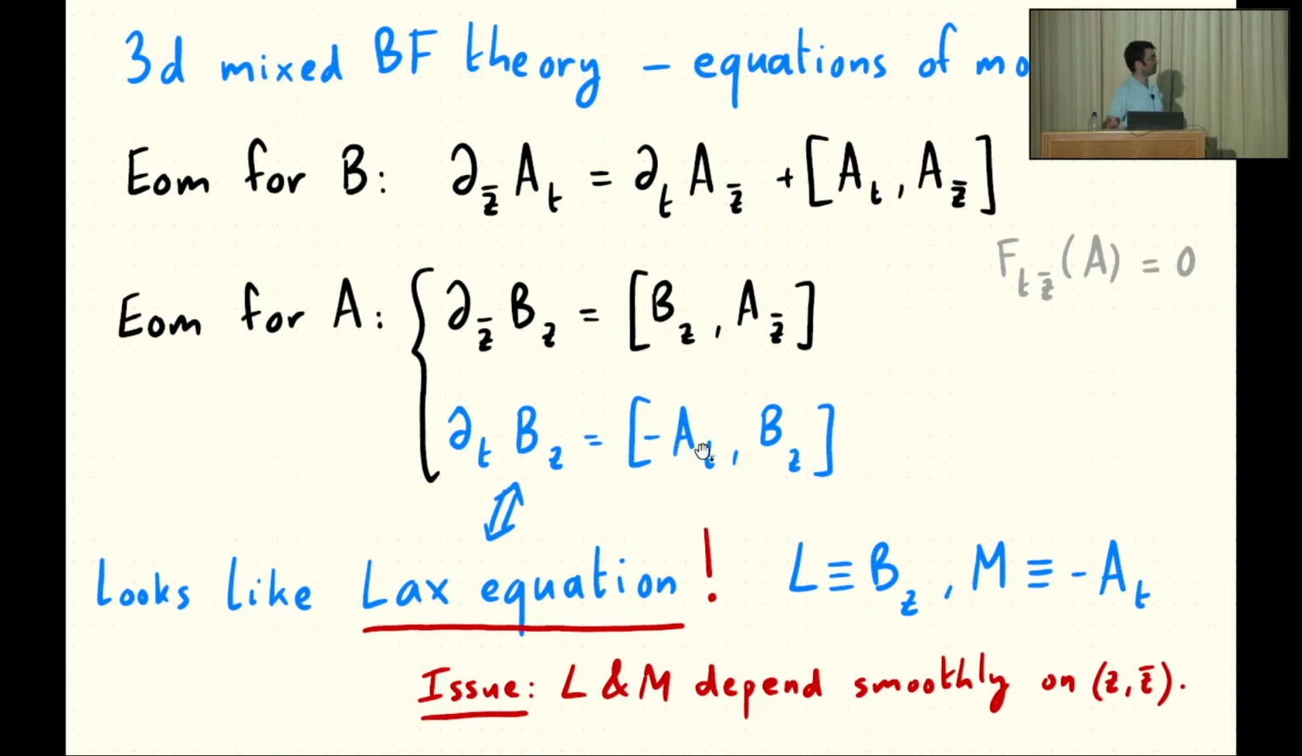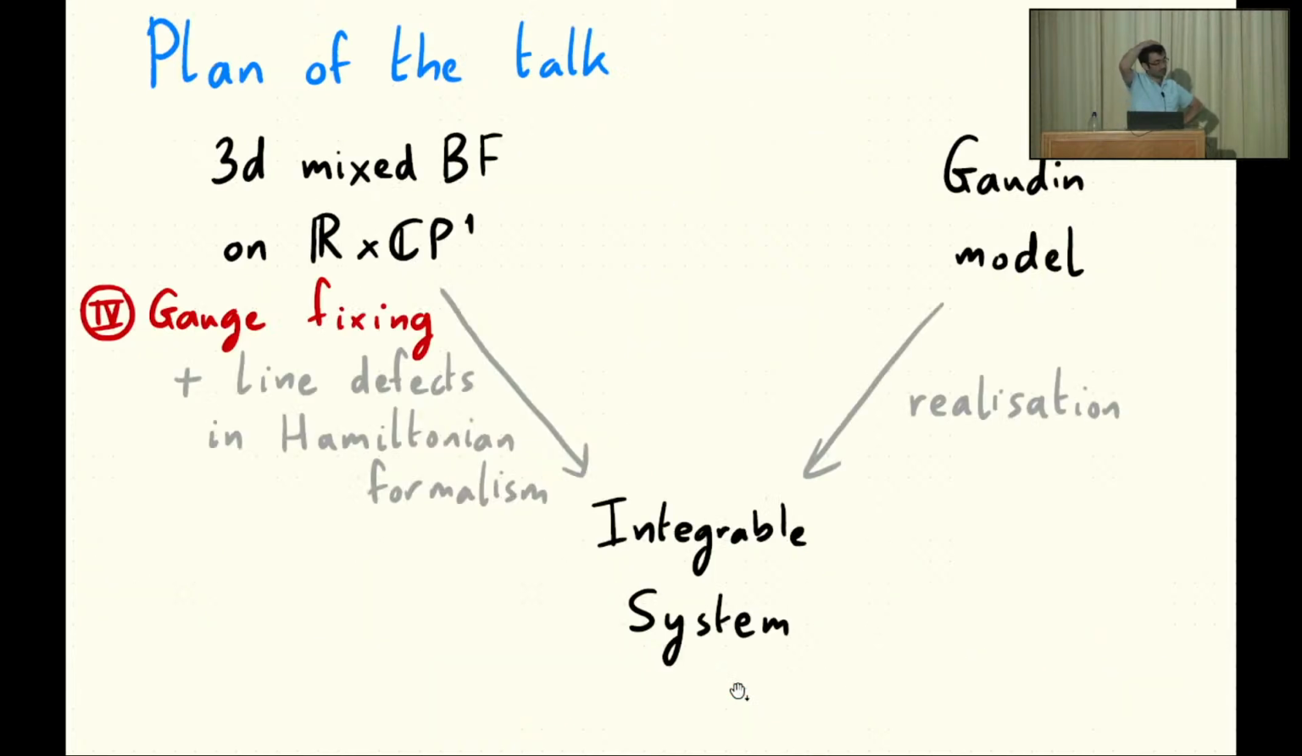Okay, so it looks like it, but it's far from it for the moment because there's a big problem, which is that if you call this L and this M, then L and M actually depend smoothly on Z and Z bar, whereas you want them to be meromorphic. Okay, so what we should remember, however, is that we're dealing with a gauge theory, and so the hope is that there's some gauge in which we can actually choose L and M to be meromorphic. Okay, so that's the next part.